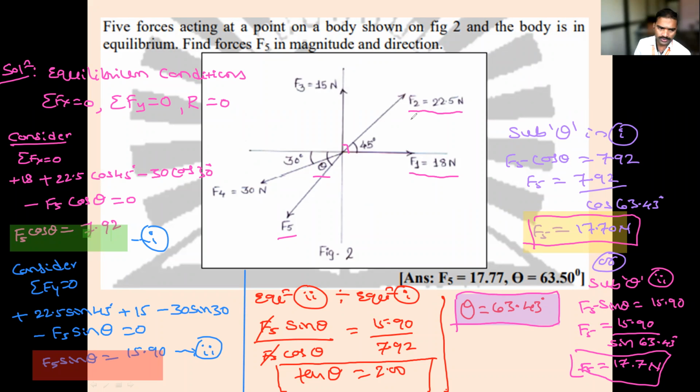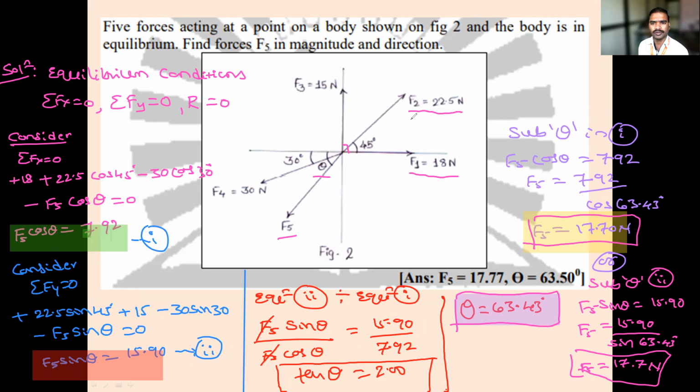Whatever problems I have taken, all these problems you have to solve with the help of equilibrium equations only. Equilibrium conditions, that is sigma Fx is equal to 0, sigma Fy is equal to 0, and also sigma M is equal to 0. Correct? Is there any other equation that I have used? No, sir. I am using equilibrium conditions only.